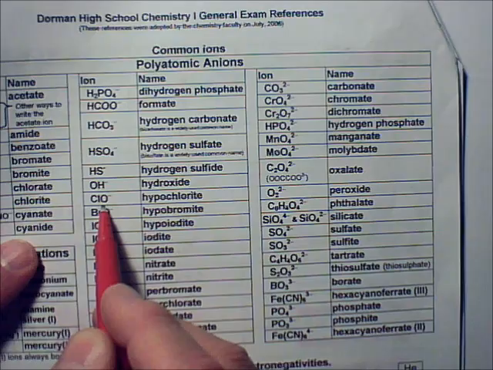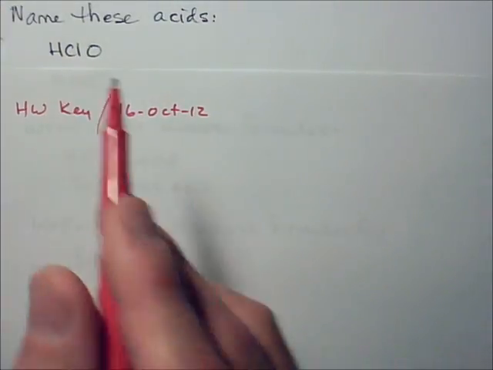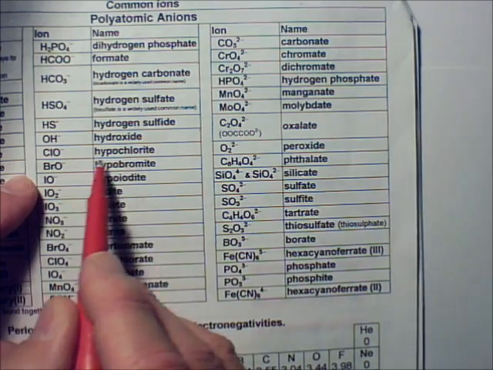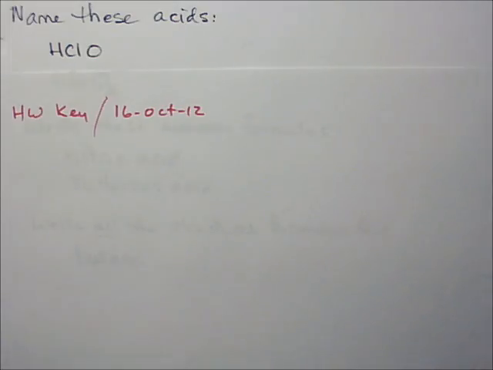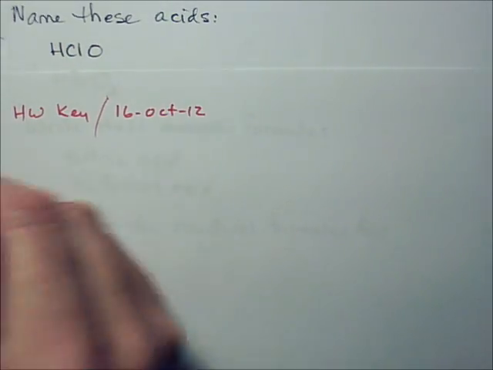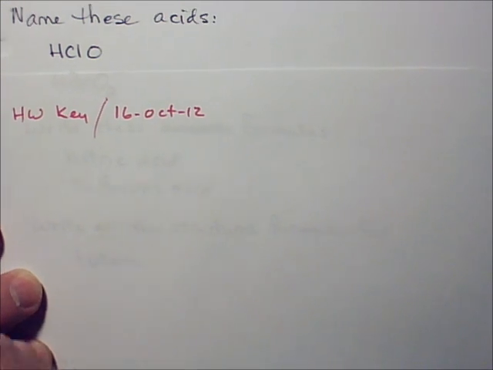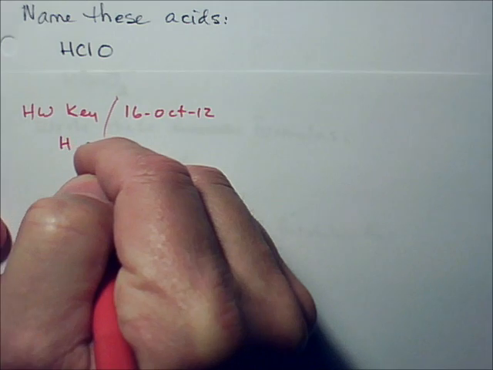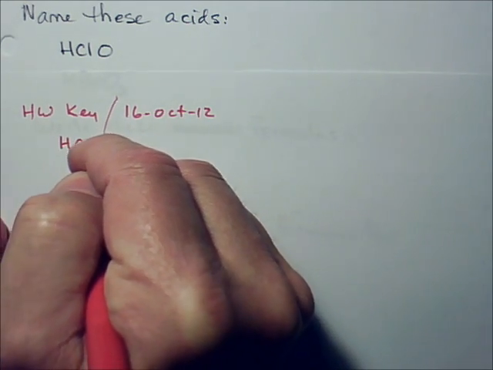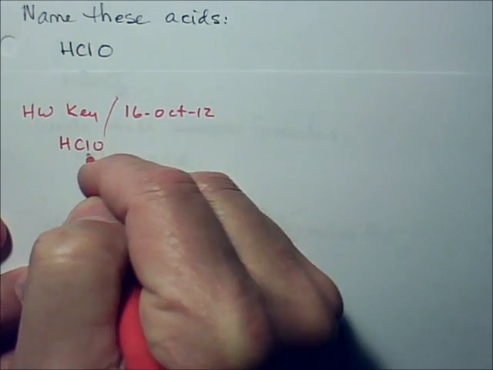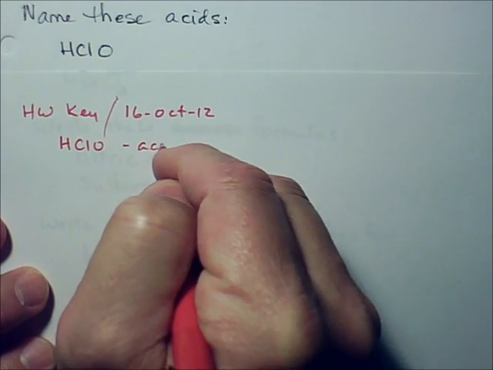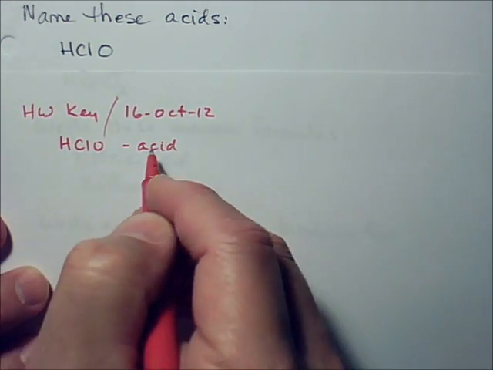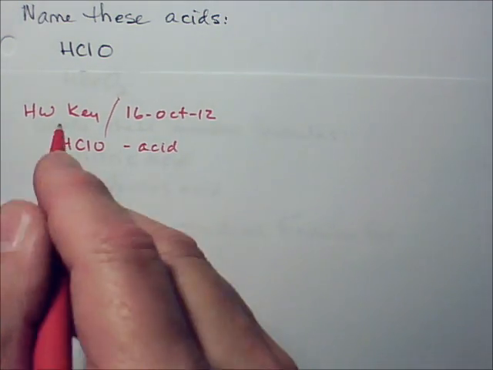There is a polyatomic ion that is Cl and O, and that's the hypochlorite ion. I'm explaining how to name it. If there's an H on the front, that means it's more than likely an acid, so we're going to use acid naming rules. We're going to start by naming it like an ionic compound.